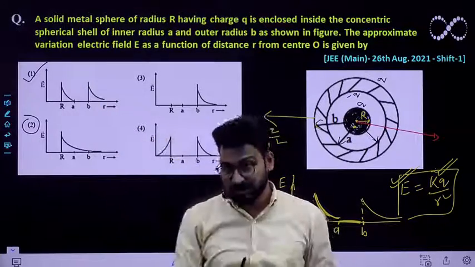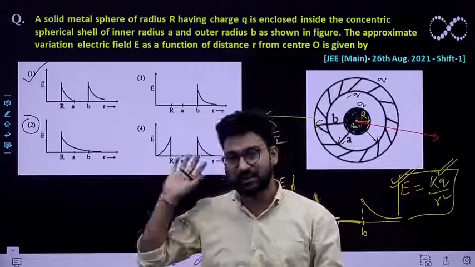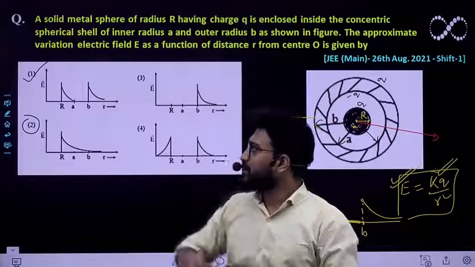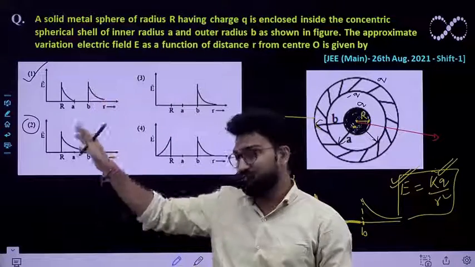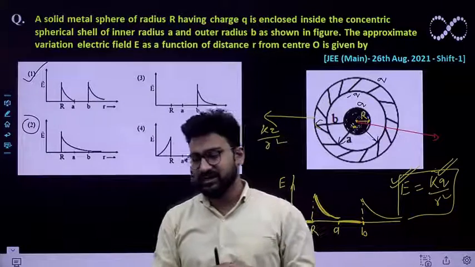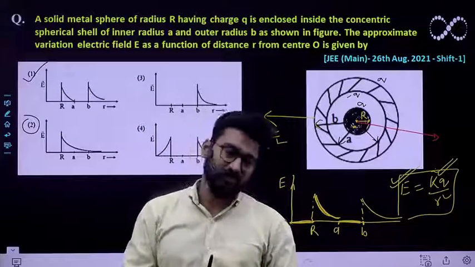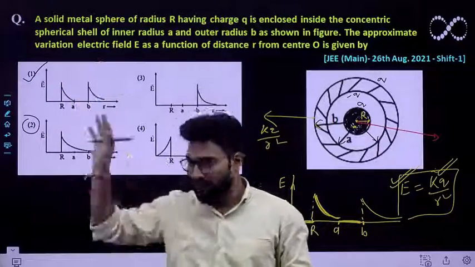But in your examination it wasn't mentioned whether it is a conducting or non-conducting shell, so it's up to you which option you choose. Most of the time a conducting metallic sphere is given to you, so you can choose the first option out of the 4 options.